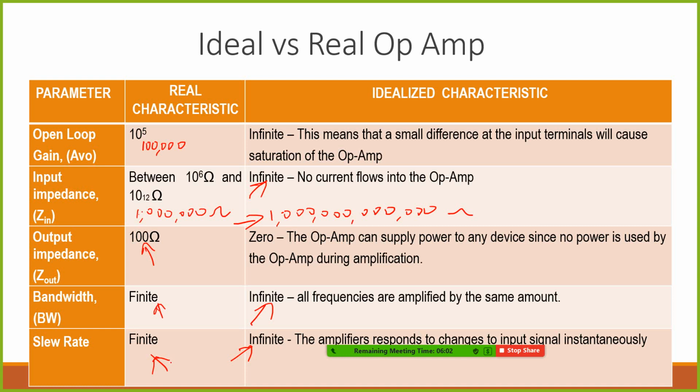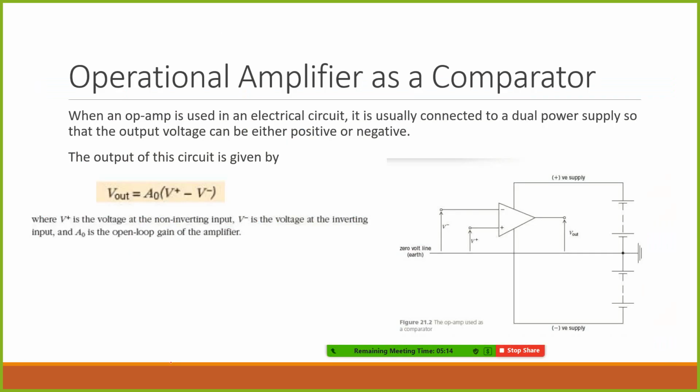Can you please repeat? Yes, the last thing I said was that the slew rate has a finite value, which means that there is a small delay in the amplification process. In the ideal world, we said there is an infinite slew rate, which tells us there wasn't any delay. But as we can see now, it has a finite slew rate, which shows that there is some amount of delay in the transition from input to output. All right. Wonderful.